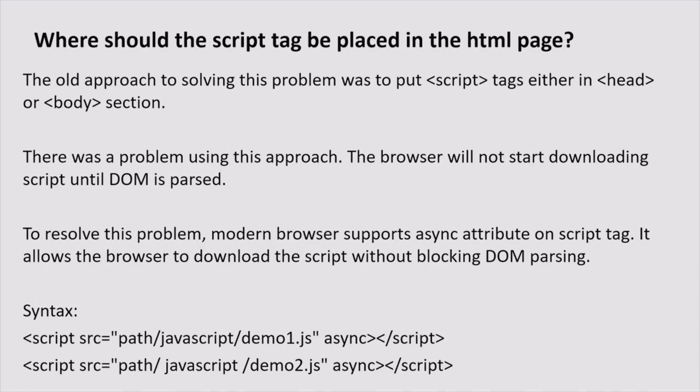The old approach to solve this problem was to put the script tag either in the head section or the body section. There was a problem using this approach. The browser will not start downloading the script until the DOM is parsed. To resolve this problem, modern browsers support the async attribute on the script tag. It allows the browser to download the script without blocking DOM parsing.